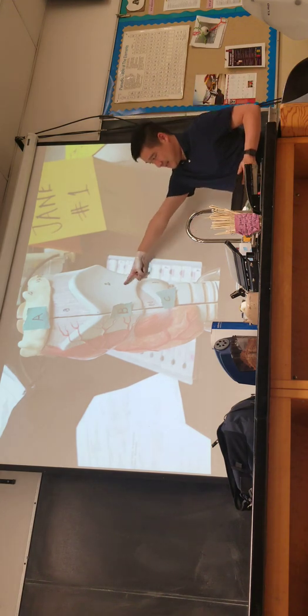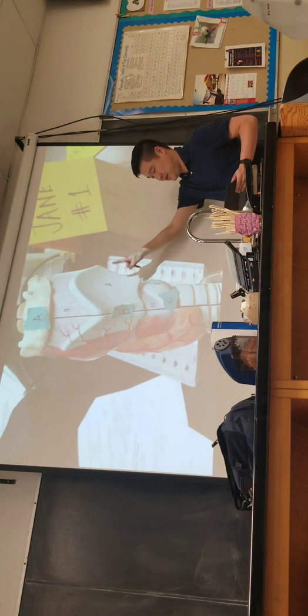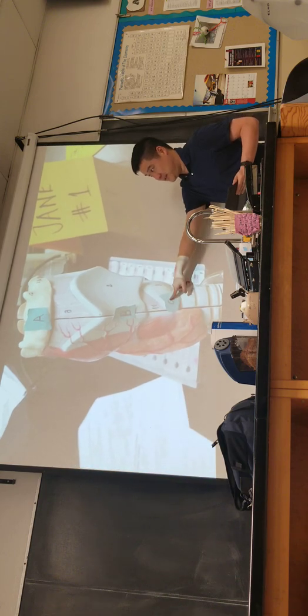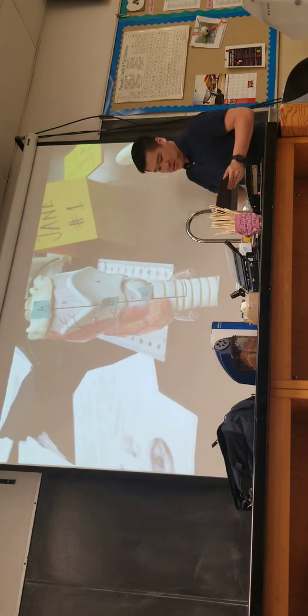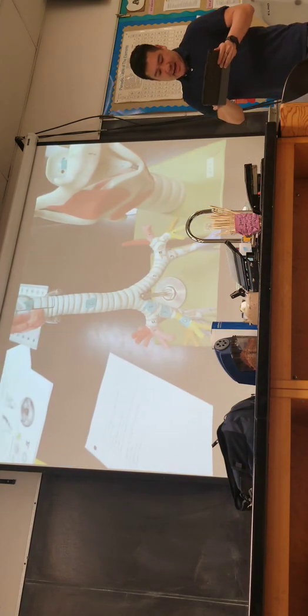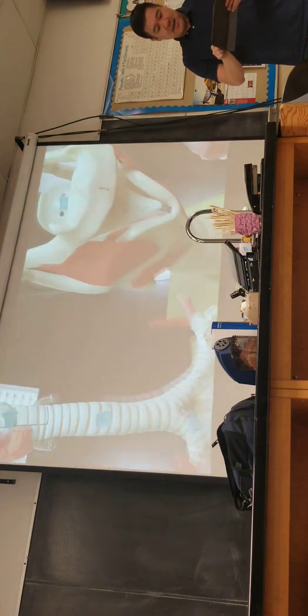So what is this? Thyroid cartilage, and this one? Cricoid cartilage, and a thyroid bone. Okay. Then we have more of the same bronchi.